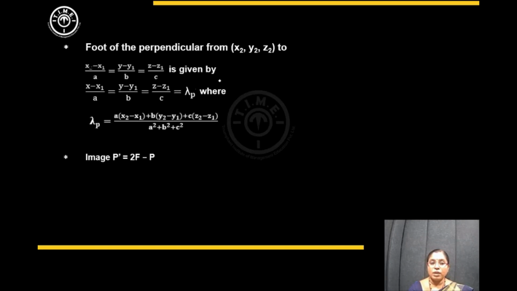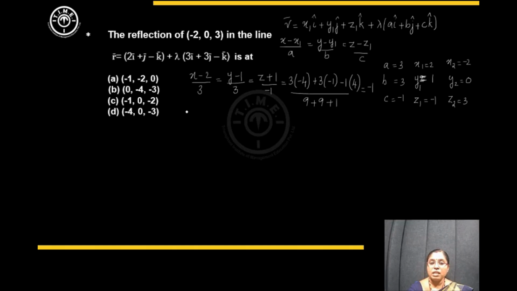Look at this. I have already written this part, that is (x minus x1) by a equal to (y minus y1) by b equal to (z minus z1) by c equal to lambda p. So we have formed this, and already we have found the value of lambda p. Here lambda p is negative 1. So we have to identify what is x, y and z. So x, y and z will form the foot of the perpendicular, and once we get the foot of the perpendicular, we'll find out the image.